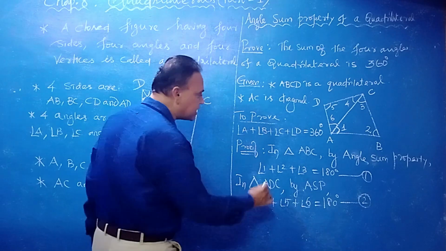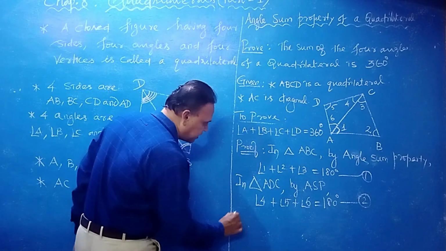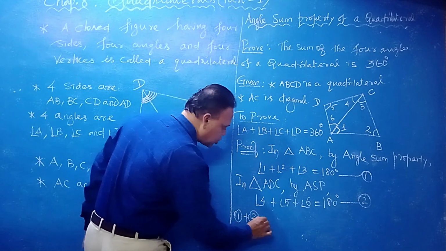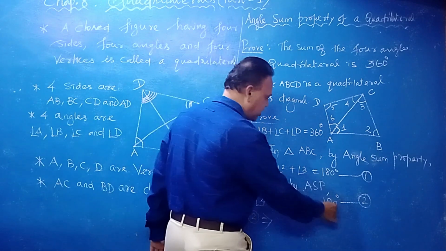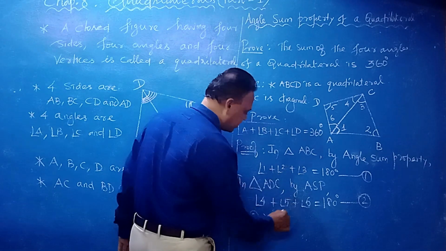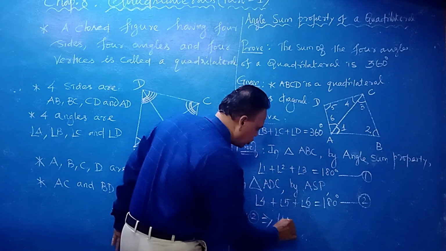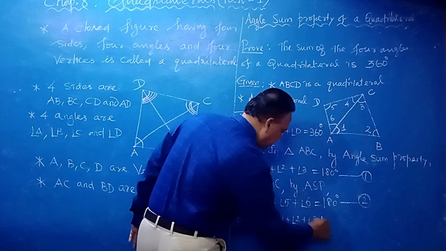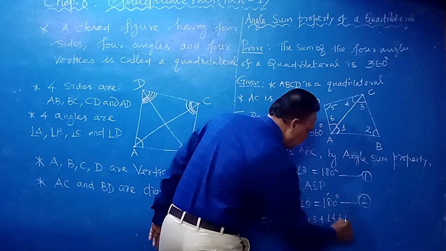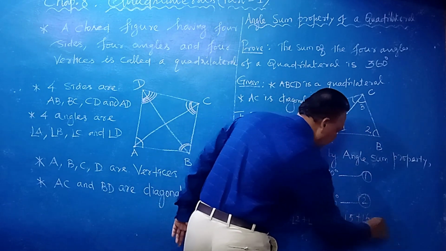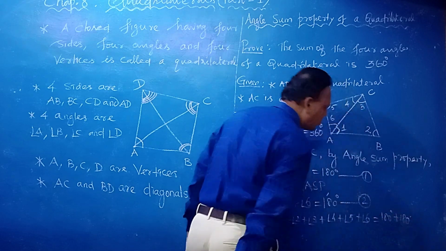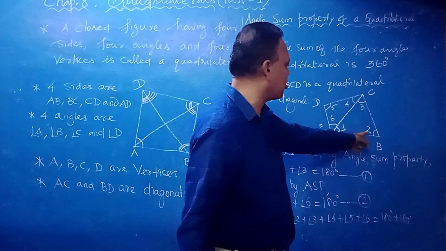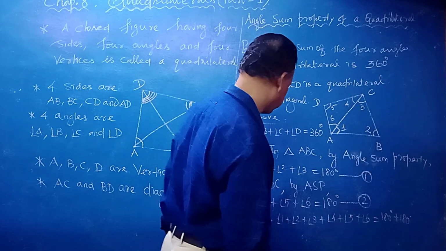Now, I am going to add equations 1 and 2. That means 1 plus 2. On the left hand side, add all the angles, and on the right hand side add as well. Left hand side: angle 1 plus angle 2 plus angle 3 plus angle 4 plus angle 5 plus angle 6, in order. Right hand side: 180 plus 180.